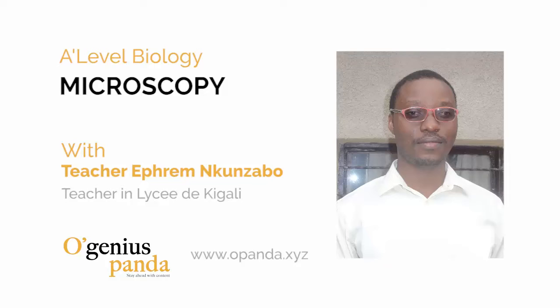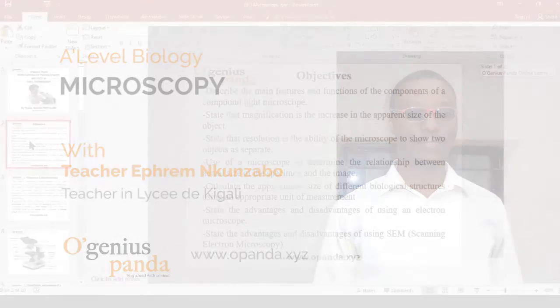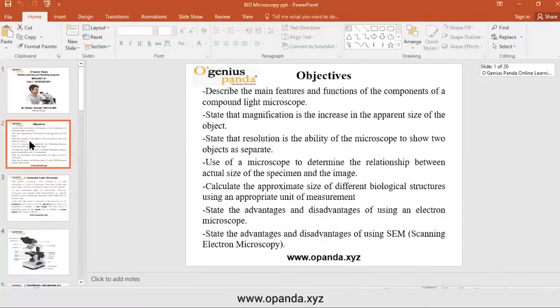We're going to look at Unit 3, Microscopy, Biology Year 4. In this unit, in microscopy, we are going to describe the main features and functions of the components of a light microscope. State that magnification is the increase in the size of the object.